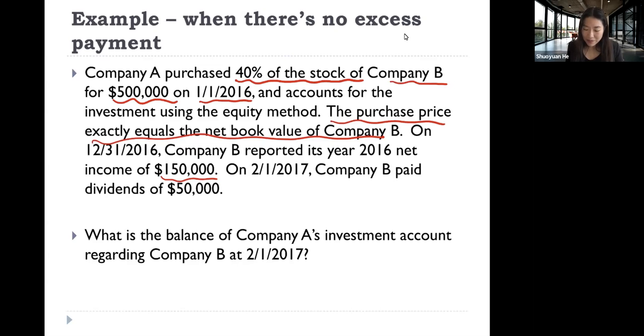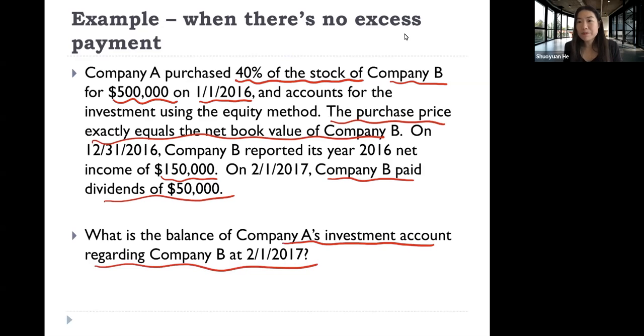Think about it. Company B paid dividend of 50,000. So company B paid dividend. What should company A do? Think about it as well. What is the balance of company A's investment account regarding company B at February 1st? So I'm going to give you 5 minutes to work on this example. You can pause your video for now and come back after 5 minutes after you finish working on the example.